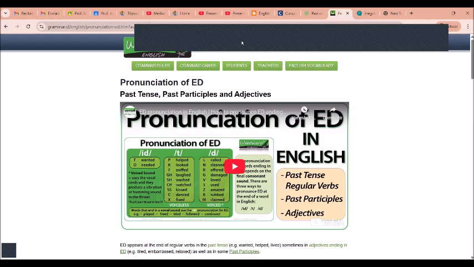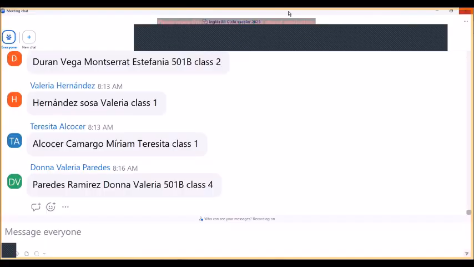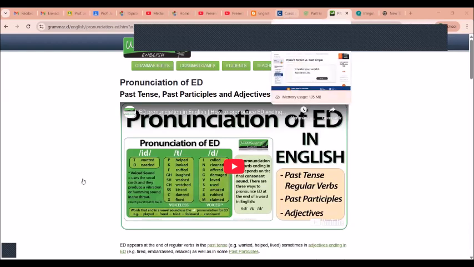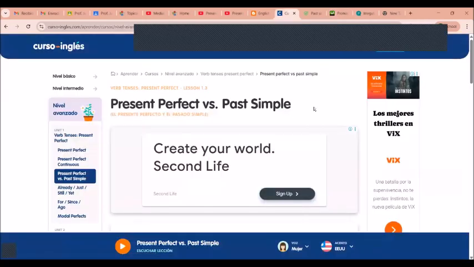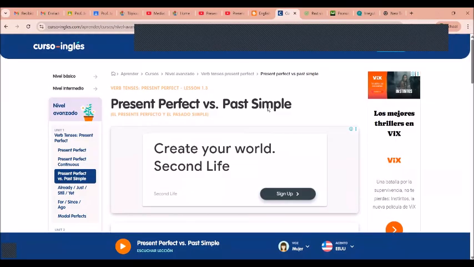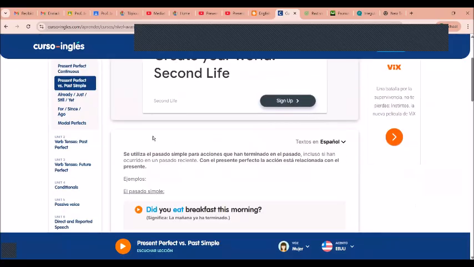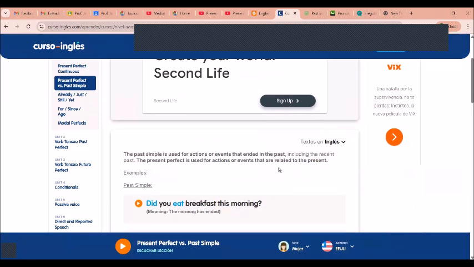I'll use this tool so that we can practice when and how we use the present perfect and past simple. As you heard in the preview video, there are some key differences between the present perfect and the past simple. This particular tool you can go through in Spanish. For our classes, we're going to go through it in English.